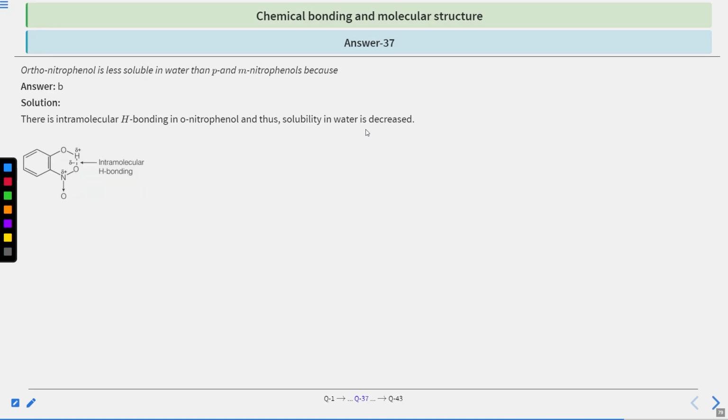Okay, so the correct answer is option B. There is intramolecular hydrogen bonding in orthonitrophenol and thus solubility in water will be decreased. You can see here the structure of orthonitrophenol having the intramolecular hydrogen bonding present in it. Thus the solubility of orthonitrophenol in water will be decreased due to this intramolecular hydrogen bonding. Hence option B will be the correct answer.